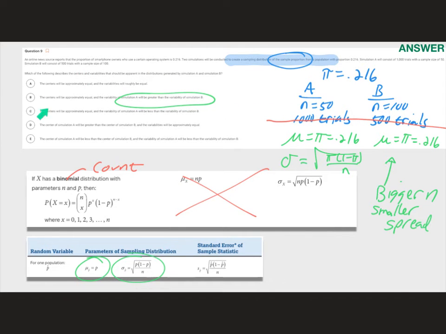And then the questions ask you about the centers. Choice B is the right one. Centers will be approximately equal and the variability of A will be greater than the variability of B. The centers are the same. And then the variability comes from this formula.